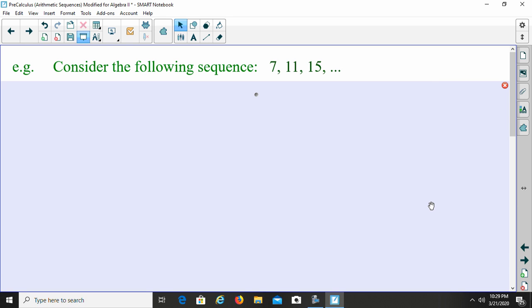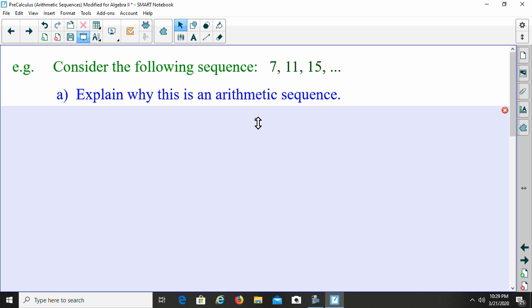Let's take a look at this specific example. Say we take the sequence 7, 11, 15. We're going to want to do 5 things with it. For the A part, explain why this is an arithmetic sequence. Well, think about the definition of an arithmetic sequence. Are we adding the same amount to get from one term to the next? Yes, it looks like we're adding 4 to get from one term to the next.